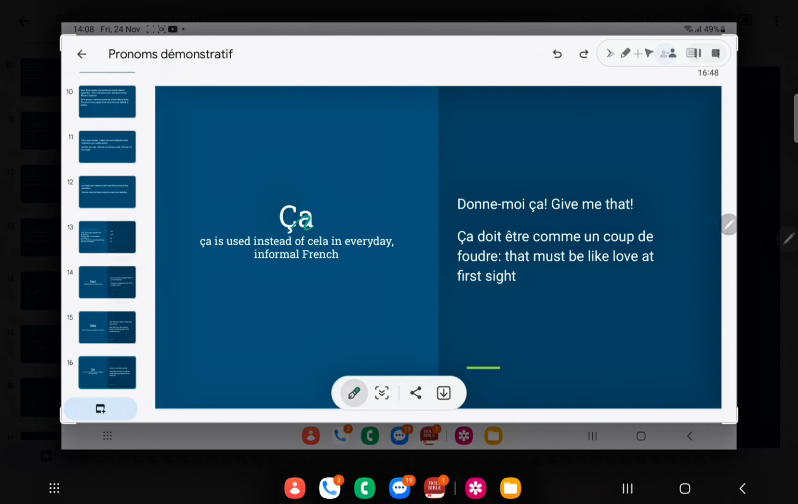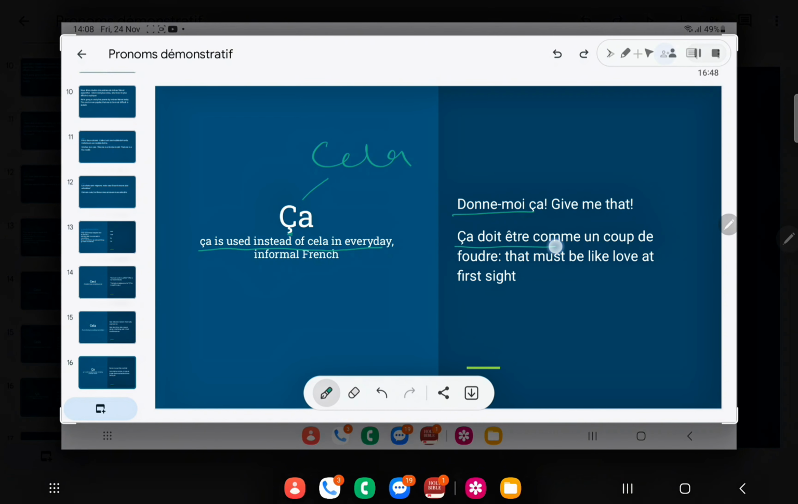So we have ça with the cédille. Remember cédille is used instead of cela in everyday informal French. So this is like short form for cela. Alright? So you could see, donne-moi ça, give me that. Remember that it's informal. You don't use this in formal writing, formal presentations. Donne-moi ça, give me that.